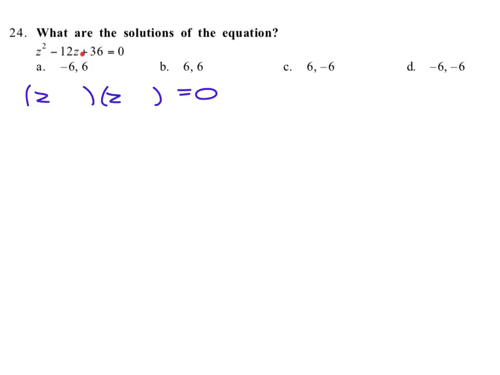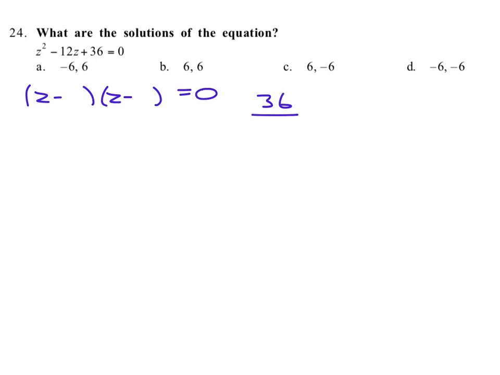And because we have a positive number here, we have the same sign twice in both of these binomials, and this will tell us what they are. They're both negative. Okay? And how do we break down 36? With two negative numbers so that they multiply to be 36, and then they add to negative 12.